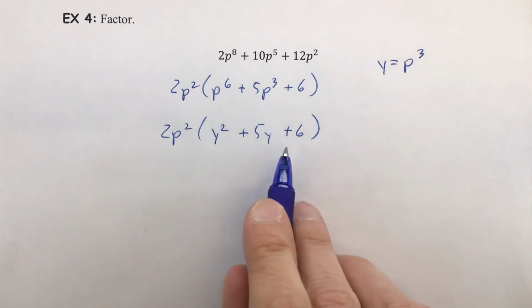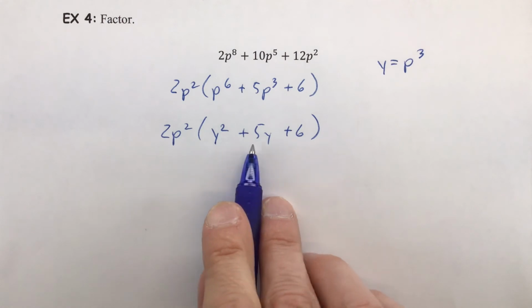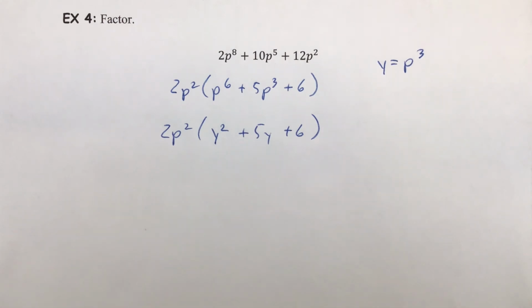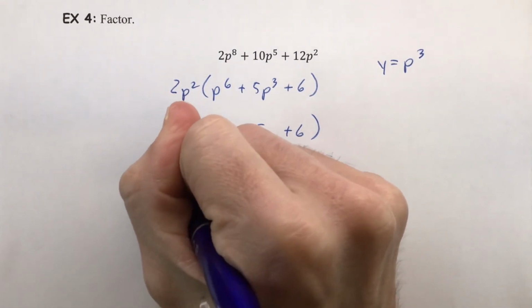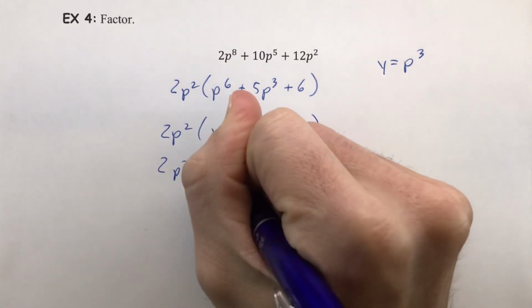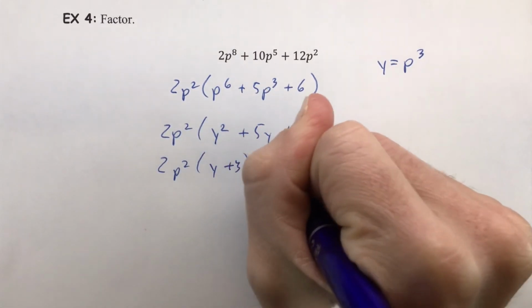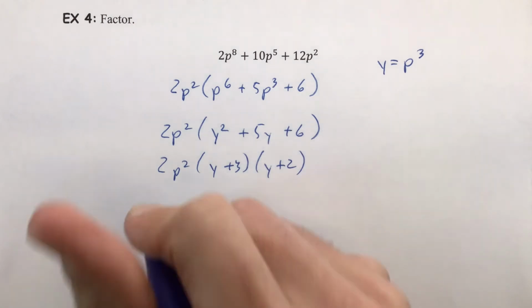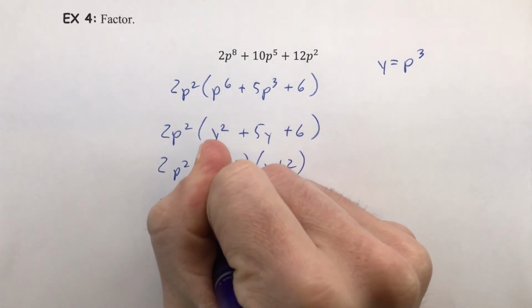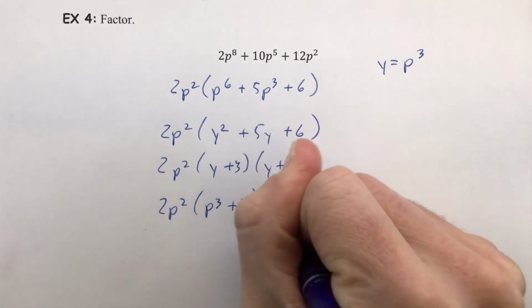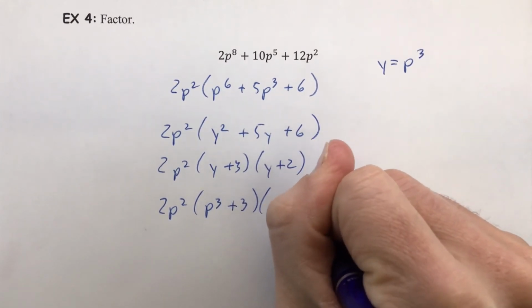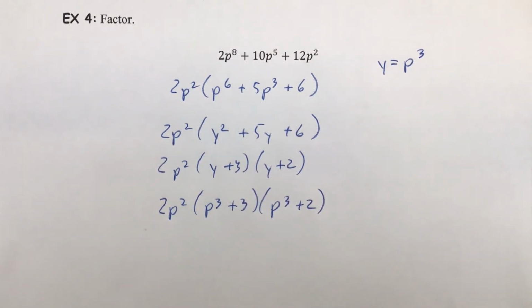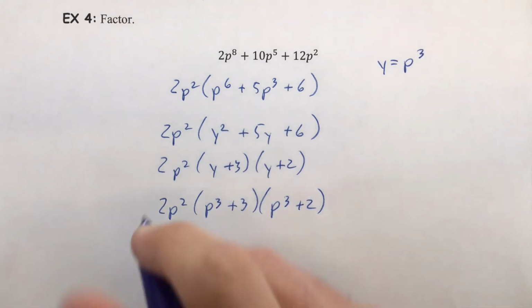All right, so what multiplies to give us 6 and adds to give us 5? 2 and 3. So you get 2p squared, you've got y plus 3, you've got y plus 2. But y is not actually y, it is actually p cubed, so 2p squared, p cubed plus 3, p cubed plus 2. And these don't factor any further. We don't have any techniques for that.